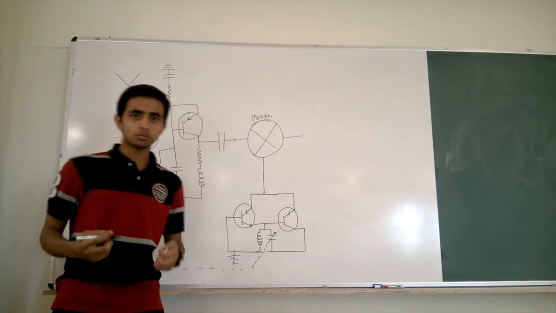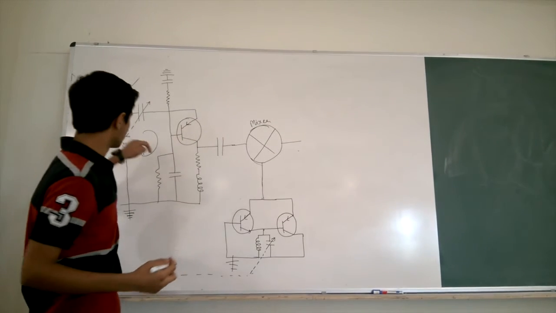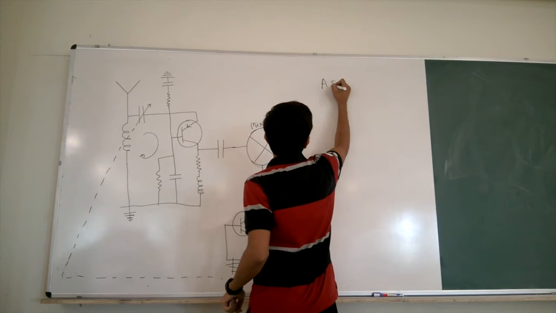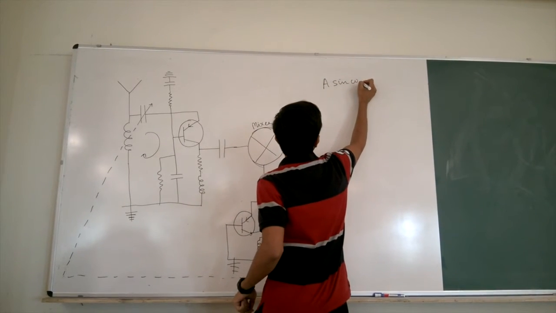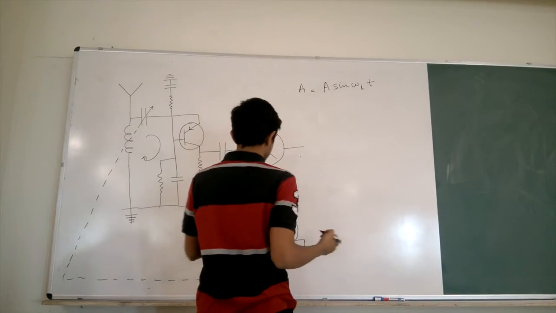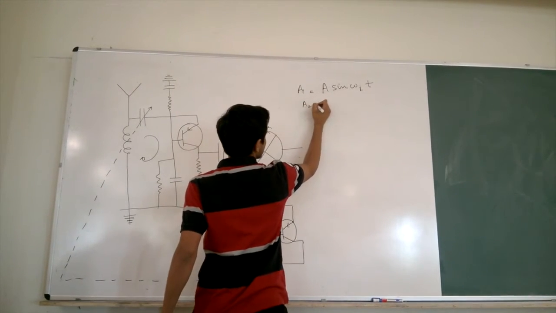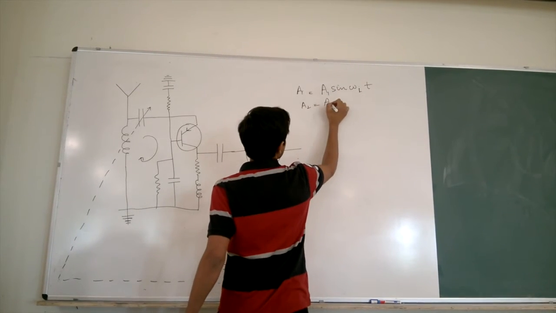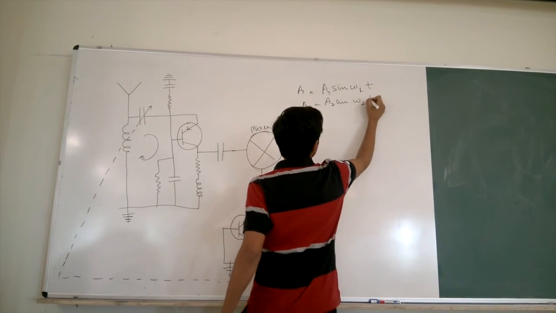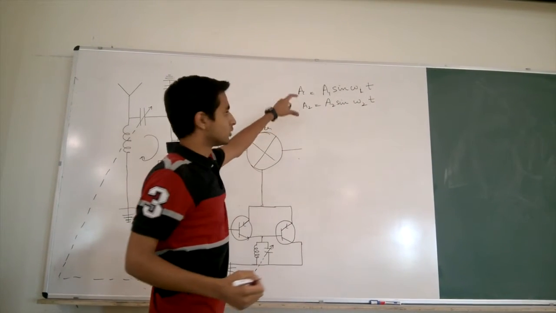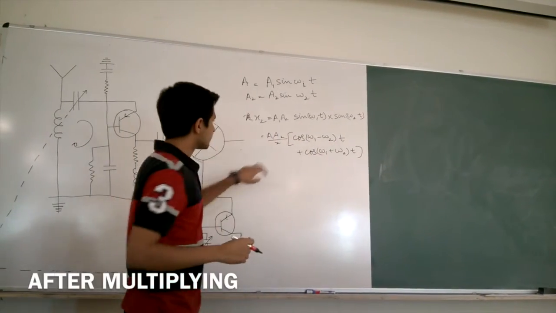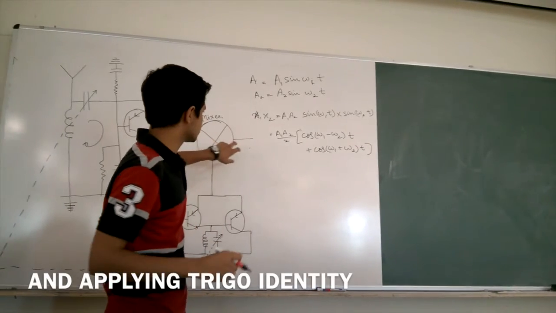Now suppose we have an input signal from the RF amplifier, A sin omega 1 t, and from the oscillator we have A sin omega 2 t. What a mixer is doing is it is actually multiplying these two signals. So this is the way that the mixer passes them further.